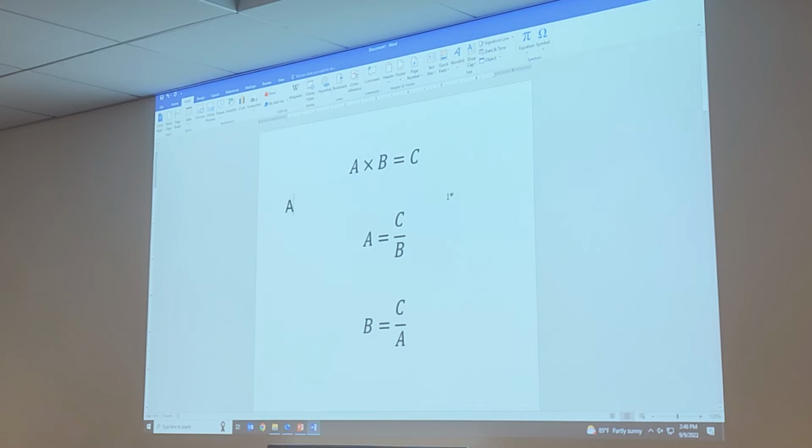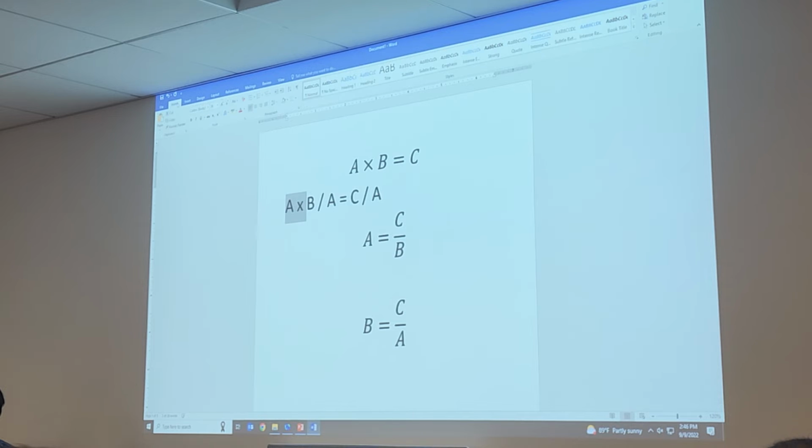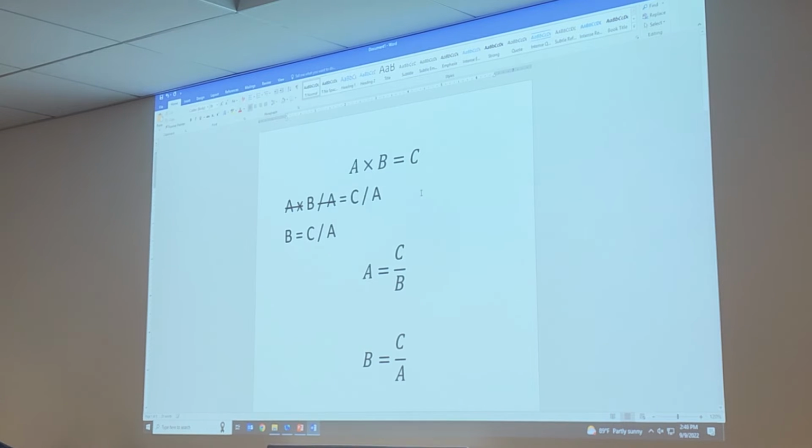So we have A times B, right? And then we're going to divide by A here. Anything we do to one side, we have to do to the other. So on this side, we're going to divide by A as well, right? Both sides, we divide by A. This and this will cancel each other out, right? Because one is times, one is divide. So these cancel each other out. And what does that leave us? It leaves us B equals C over A.